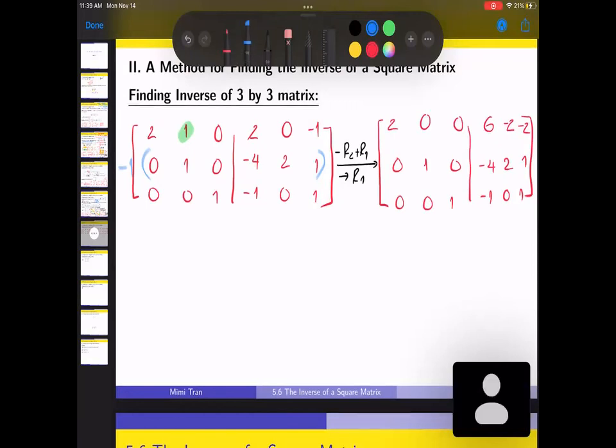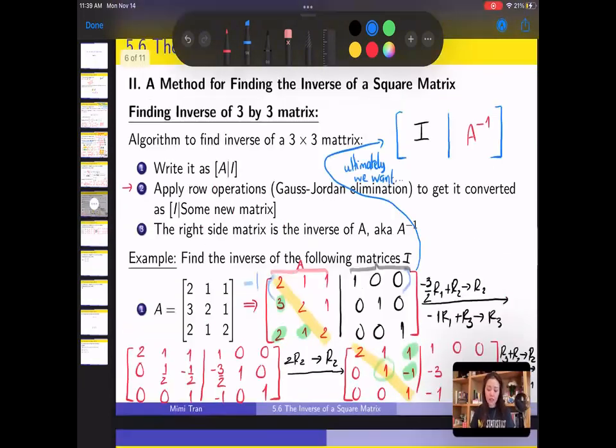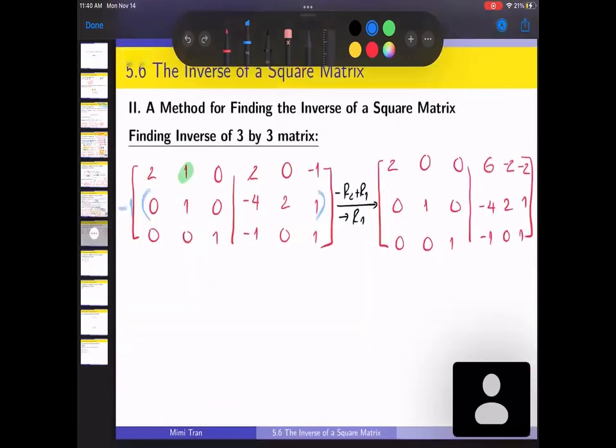Back substitute? Oh, no, no back substitute. We just find the inverse. We're not solving for anything. Remember the procedure. The left-hand side had to be what? At the end, the left-hand side had to be an identity matrix, right? So we have to turn it into 1. We only have to take care of this guy.